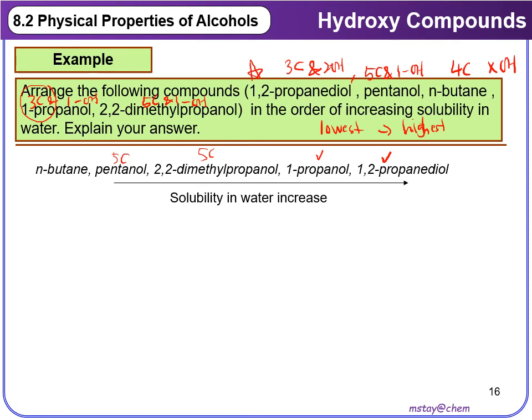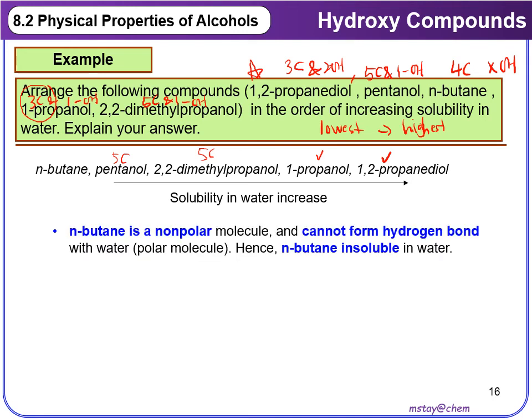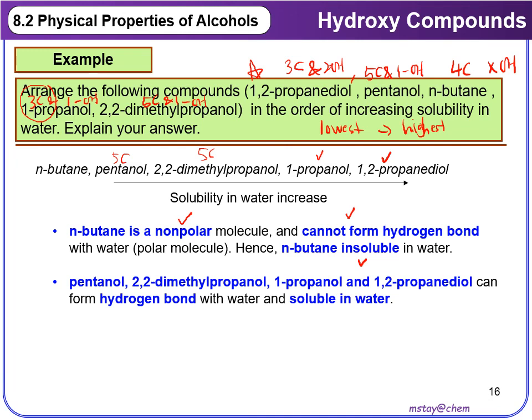Again, you will see that the explanation is explained in pairs. The first pair will be n-butane and pentanol. We mention that n-butane is nonpolar and cannot form hydrogen bonds, so that's why it is insoluble in water. While pentanol, 2,2-dimethyl propanol, 1-propanol and 1,2-propanediol can form hydrogen bonds with water and are soluble in water due to the hydroxyl group.